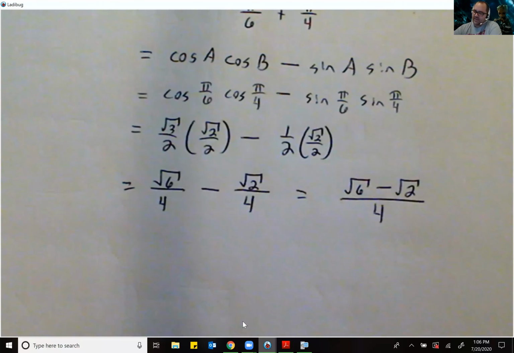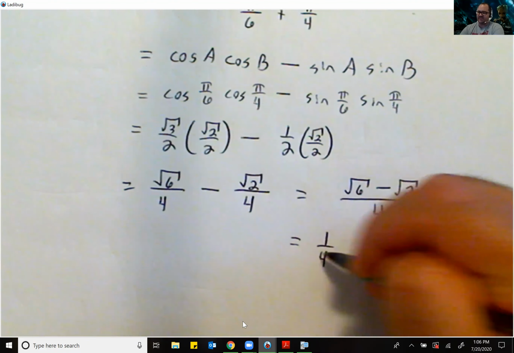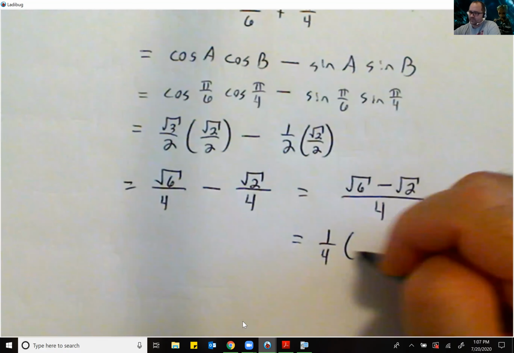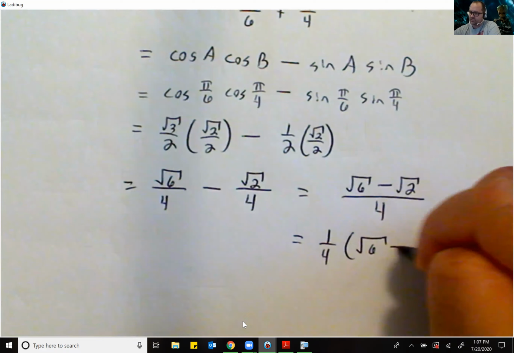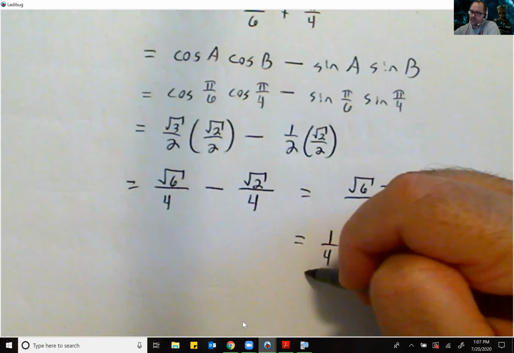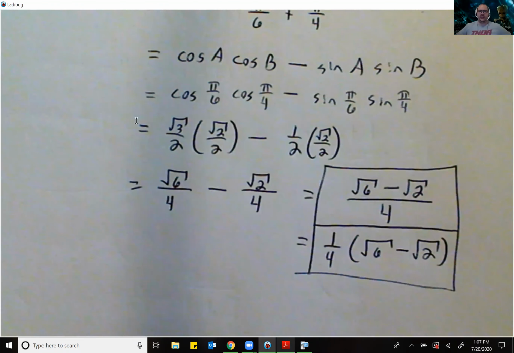Some, and even the textbook, like to do a GCF, they pull a fourth out of this and say it's a fourth times the square root of 6 minus the square root of 2. Both of those are A-OK answers. So you just fill in the blank.